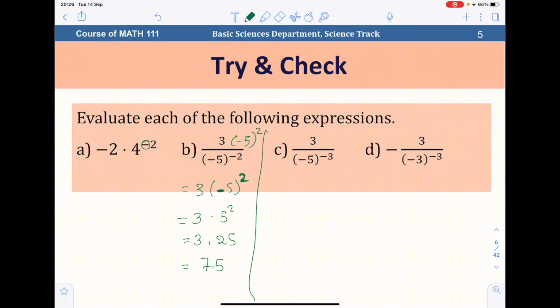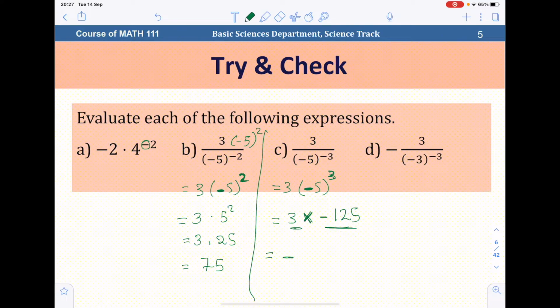Okay, part C. So same things here. I will move negative 5 up. So this would be 3 times negative 5 to the power 3 without the negative in the power. Since here the negative is there and the power is odd, the negative will stay. So I have 3 times negative 5 to the power 3, which is 125. So I will multiply those numbers together.